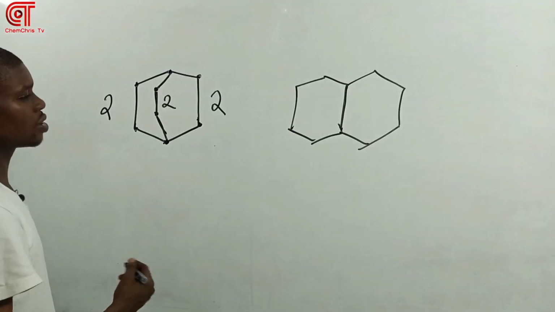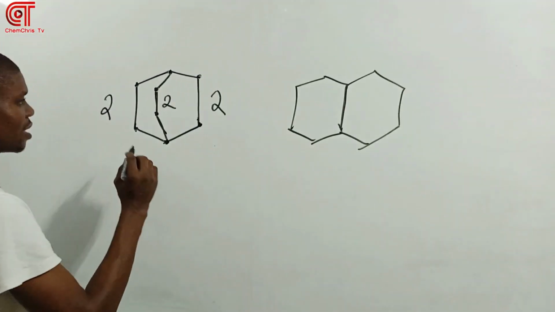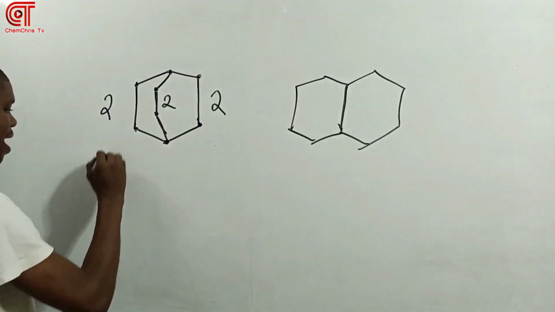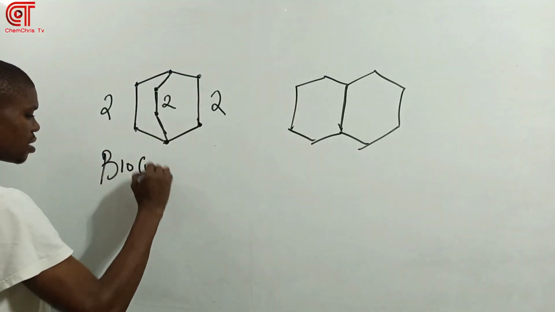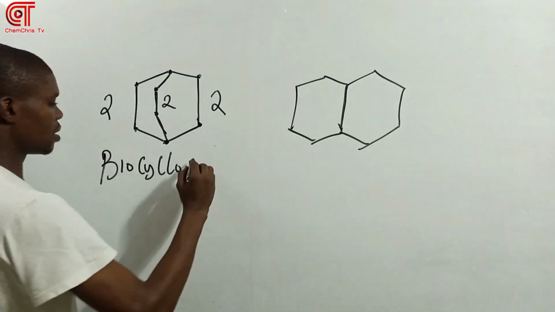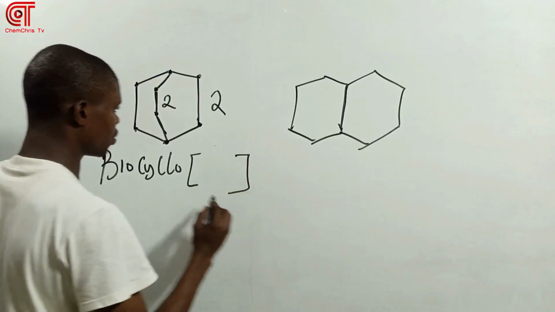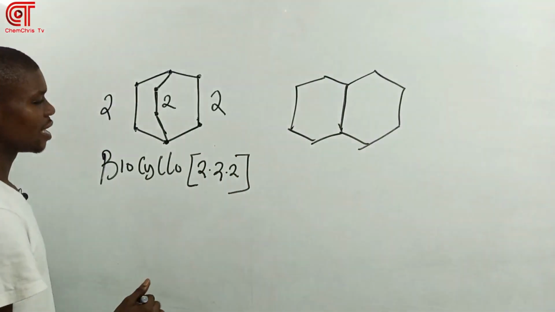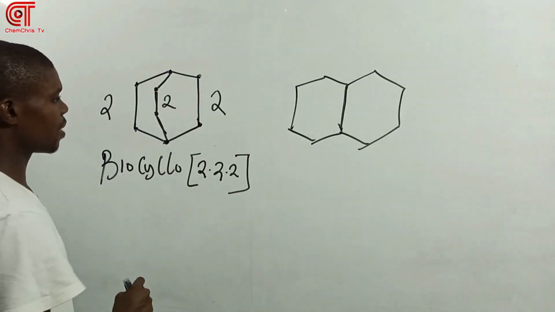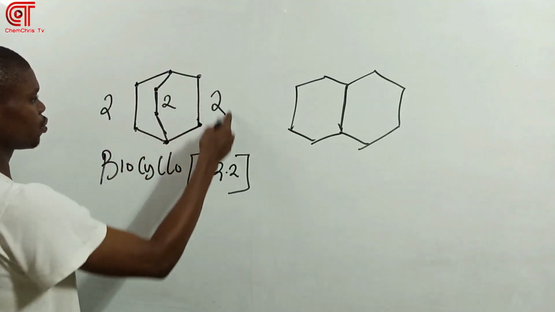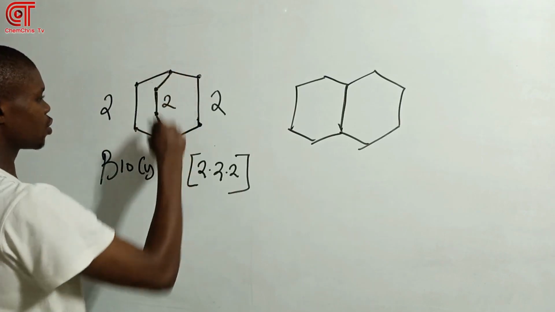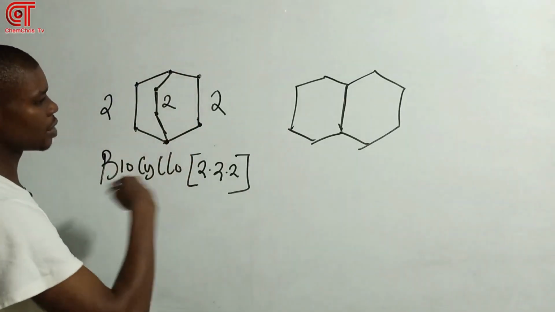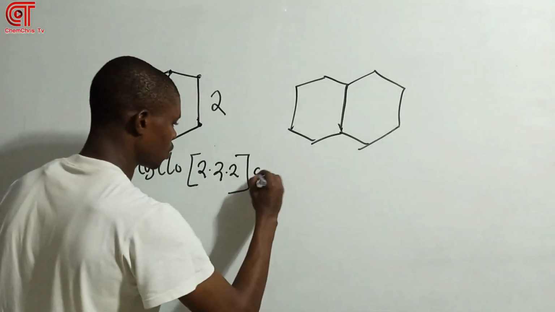Remember, you are starting with bicyclo because it's a fused ring. So you have bicyclo, then bracket open and bracket close. Here we have 2, 2, 2, right? Next, get the total number of carbon atoms. Here we have two, making 4, then 6. These 2 bridge points make 8. So the total number of carbon atoms is 8. So you're going to have octane.